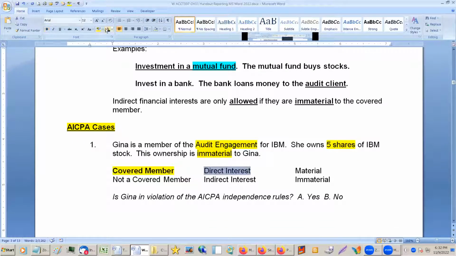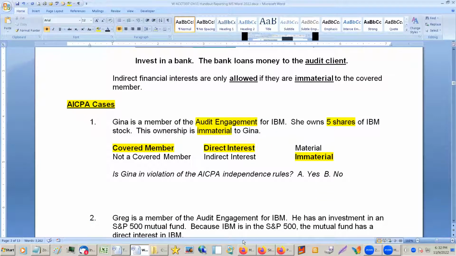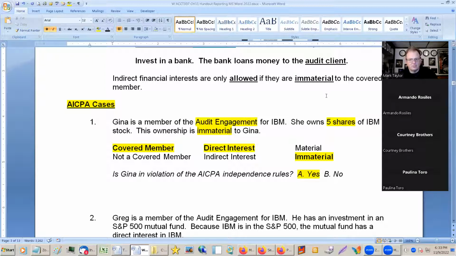The interest is direct. She directly owns the stock. It's immaterial. Is Gina in violation of the AICPA independence rules? Yes. Immaterial doesn't make any difference. You can't have any of it.